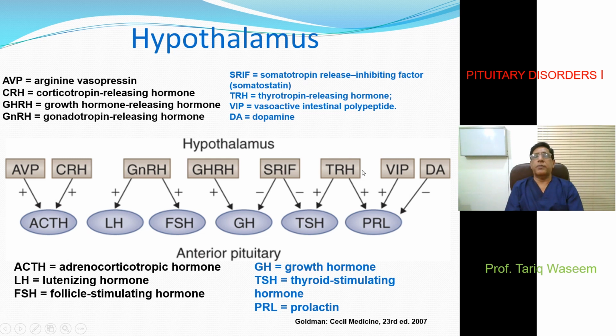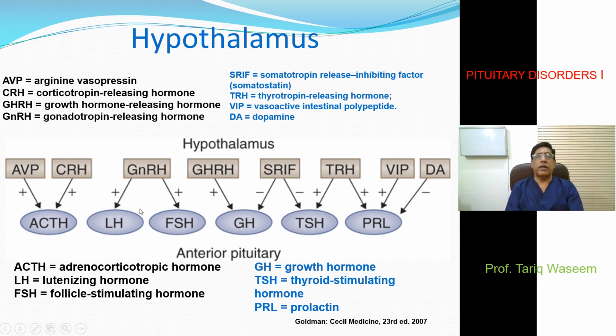The hypothalamus produces thyrotrophin releasing hormone, which on one side has a positive effect on thyroid stimulating hormone, and on the same side it has a positive effect on the prolactin-releasing cells, right. Then there are vasoactive intestinal polypeptides released from elsewhere, and they also have a positive effect on prolactin. And finally, the hypothalamus is a seat of production of dopamine, and this dopamine has a negative effect on prolactin.